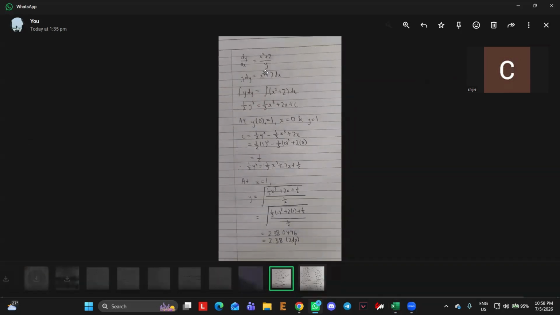So the general solution is: we get y dy equals x squared plus 2 dx, and then integrating both sides to get half y squared equals one third x cubed plus 2x plus c. Then substituting y(0) equals 1, we find c to be half, and after substituting x equals 1, we are able to find the value of y as 2.38.